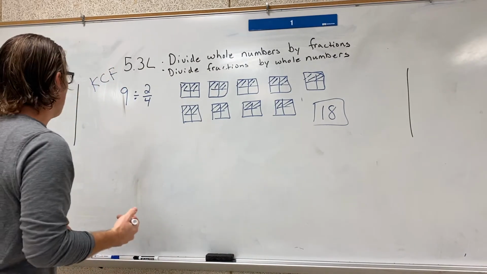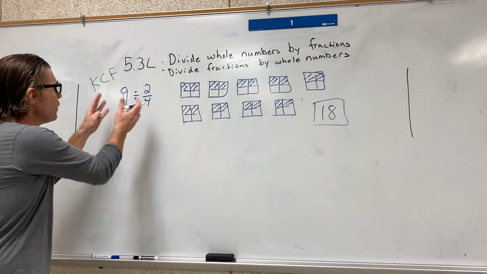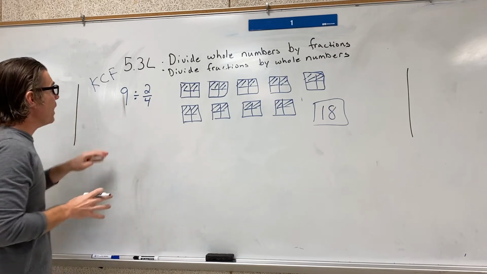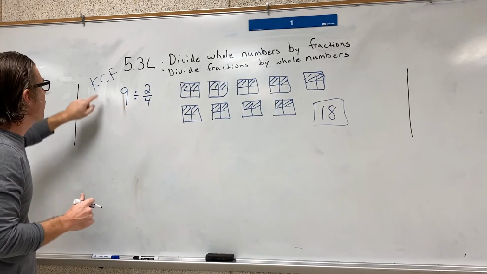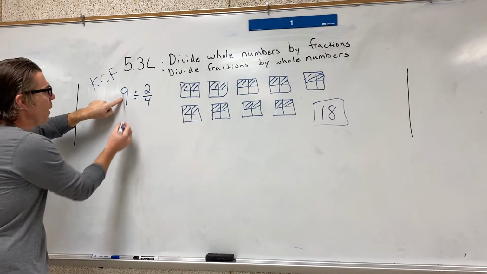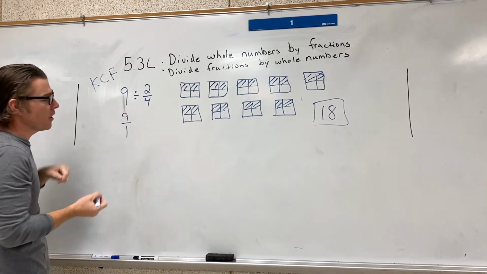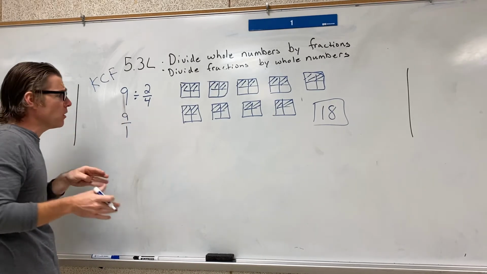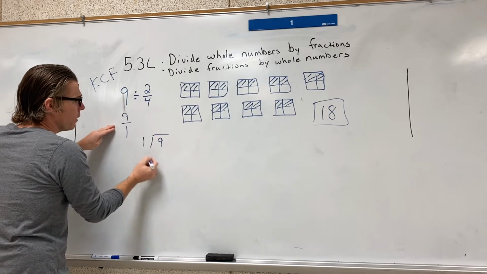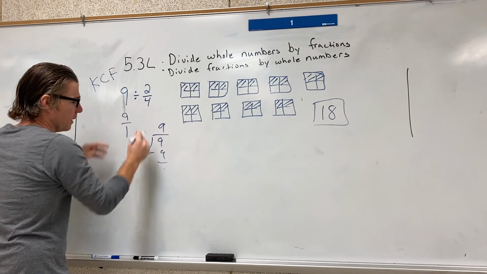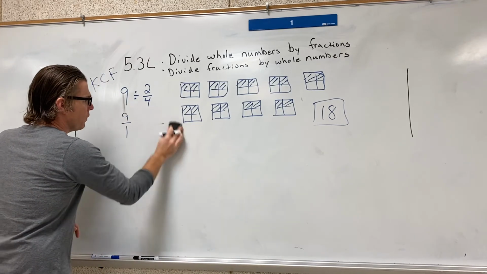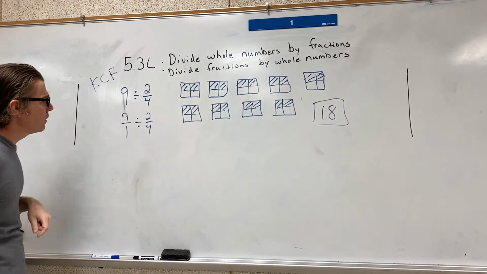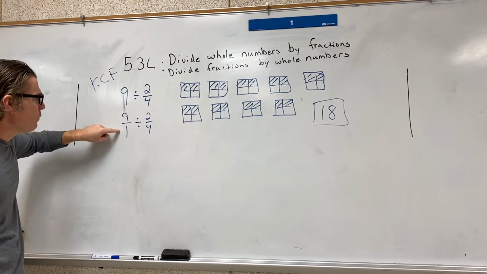So let's come over here and take a look at the keep, change, flip method. When you see a problem like this, again, visualize it if you can. If you can't, see the division, think keep, change, flip. KCF. So I'm going to take this 9 and make it look like a fraction by turning it into an improper fraction. Any number can be placed over 1 to be turned into an improper fraction, because if I took 9 divided by 1, it turns back into 9. So you just put the whole number over 1, divided by 2/4. So 9 over 1 divided by 2/4.